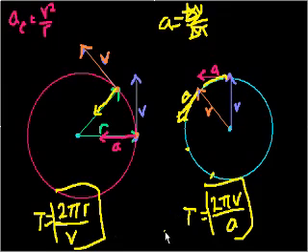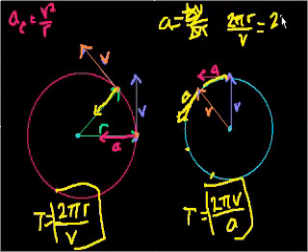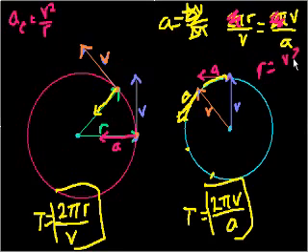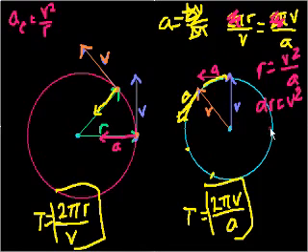So we can set these two equal to each other. So we could say 2 pi r over v is equal to 2 pi v over a. Let me switch colors. We can cross the 2 pi out on both sides. And then we could multiply both sides times v. You get r is equal to v squared over a. Multiply both sides times a. I'm doing this a little bit circuitously. And you get ar is equal to v squared. And divide both sides by r, and you get a is equal to v squared over r.